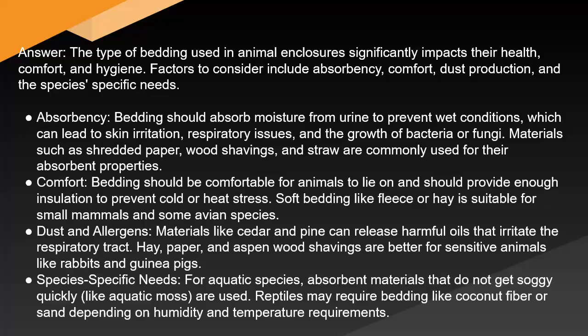Dust and allergens. Materials like cedar and pine can release harmful oils that irritate the respiratory tract. Hay, paper, and aspen wood shavings are better for sensitive animals like rabbits and guinea pigs. Species-specific needs. For aquatic species, absorbent materials that do not get soggy quickly, like aquatic moss, are used. Reptiles may require bedding like coconut fiber or sand depending on humidity and temperature requirements.